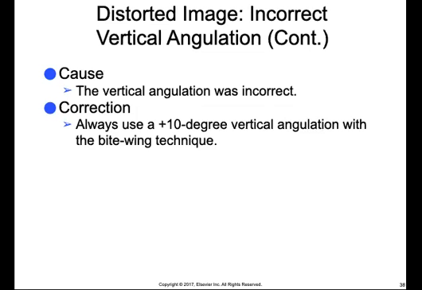With bite wing images, the vertical angulation should always be at a positive 10-degree vertical angulation with the bite wing technique. The reason it's not zero is this: if you have a tall or vaulted palate, it should be at zero. But for most patients, the positive angulation compensates for the slight lingual tilt of both the maxillary teeth and the upper half of the receptor caused by the hard palate.